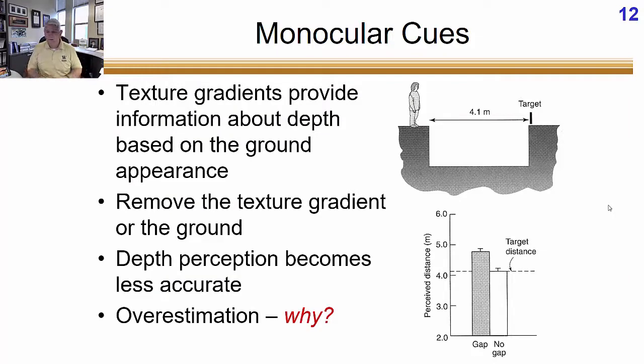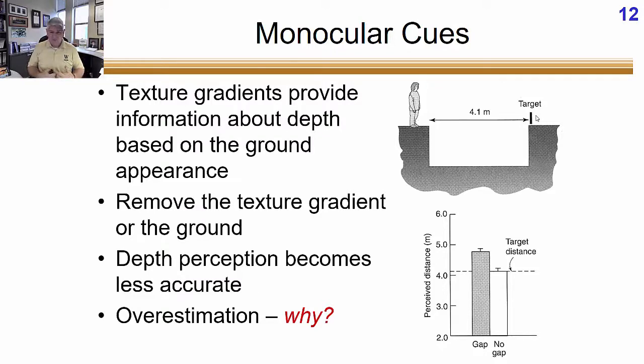Why would we do that? So here we can see when there's no gap between the person and the target, people are really good at estimating how far away that is. However, when there's a gap here, all of a sudden this appears to be further away. So if you were going to jump across that gap, you would want to jump further than you think you need to.